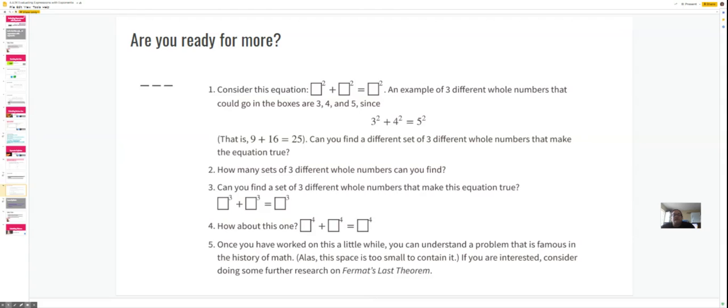How many sets of three different whole numbers can you find? And then try doing it using cubes and then to the fourth power. And if you're interested, you can research Fermat's last theorem. See what it says.